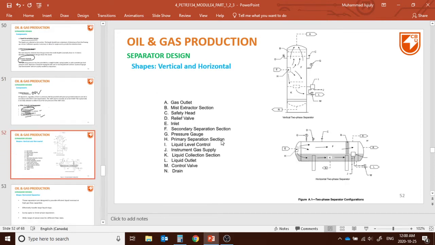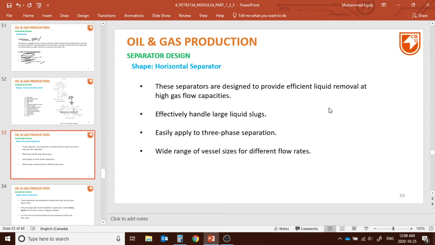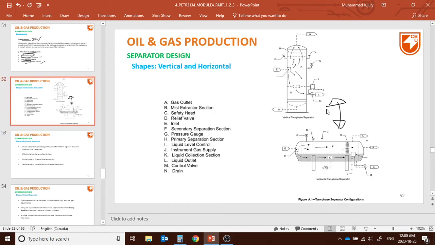Separator design: should it be vertical or horizontal? It depends on many other factors. What are the factors we should use to choose?